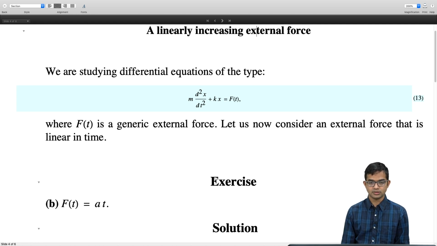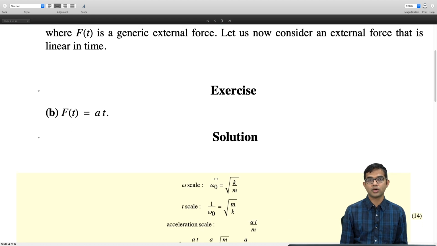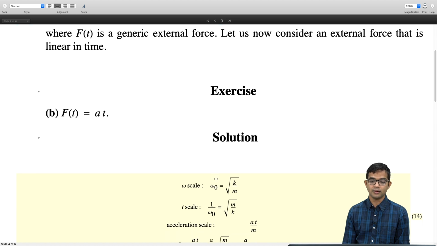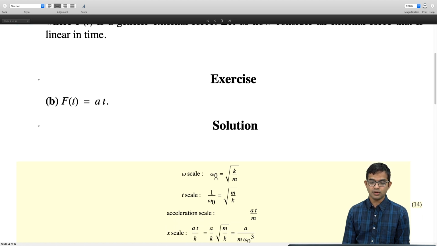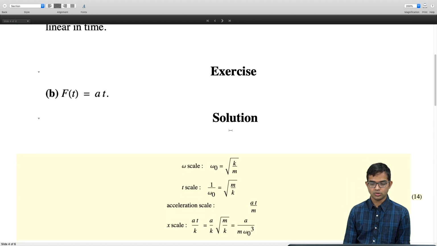Okay, so my solution is just the following. As always, I take my omega naught to be the square root of k by m, therefore it gives me a time scale t, which is 1 over omega naught. Acceleration scale in this case is a t by m, right? So for t, I have to use this t scale, and therefore I can also get the x scale, which is just a t by k. You can see from this equation that force by k is just position. So I can use this a t by k, and then t is nothing but 1 over omega naught.